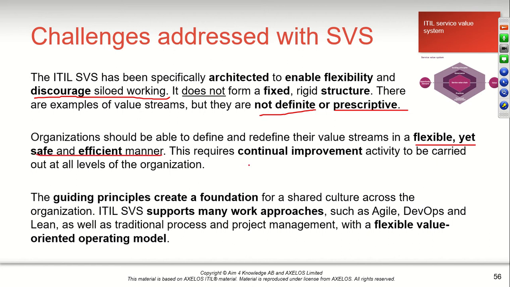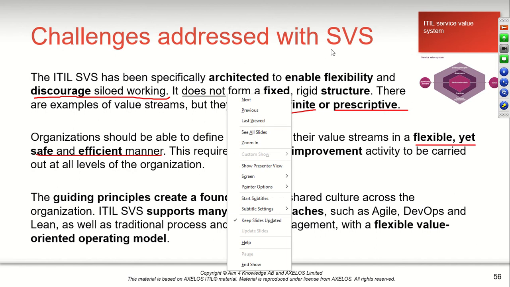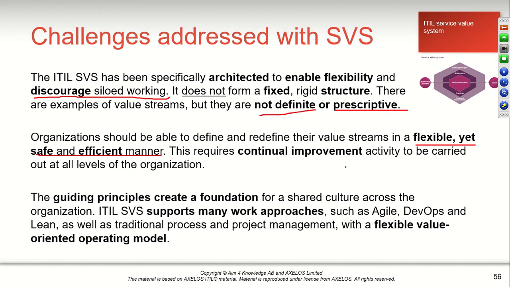And for this, there should also be a continual improvement of all activities at all levels of the organization. And we said for the service value system, there are also other frameworks upon which the service value system is being built. What are the other frameworks? Agile, DevOps, and Lean.